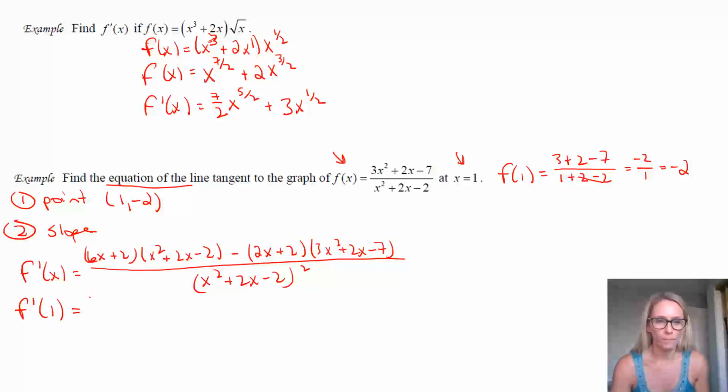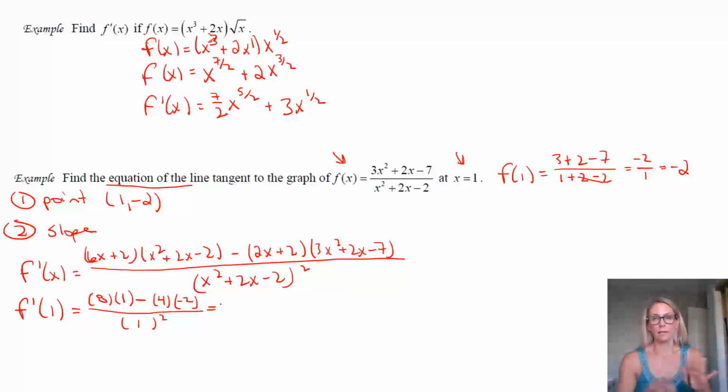So if we put 1 in, we get 8 times 1. See how simple that is? Minus 4 times negative 2, all over 1 squared. So obviously a lot easier than a lot of other things. No need to simplify here. So it looks like we get 8 plus 8, which is 16 over 1. So we get a slope of 16.